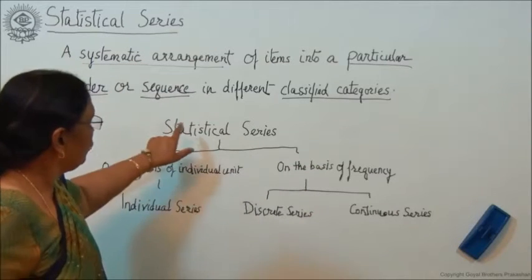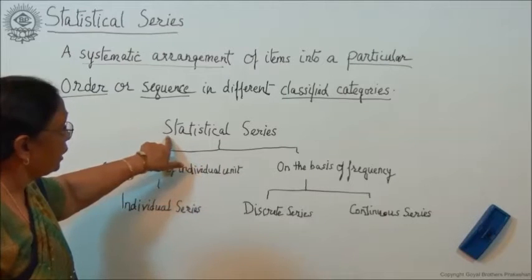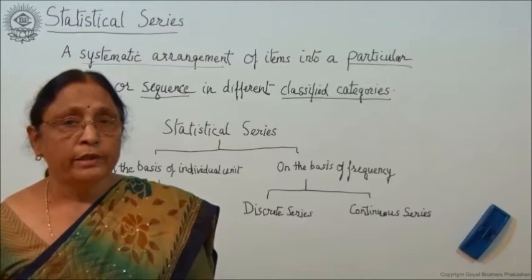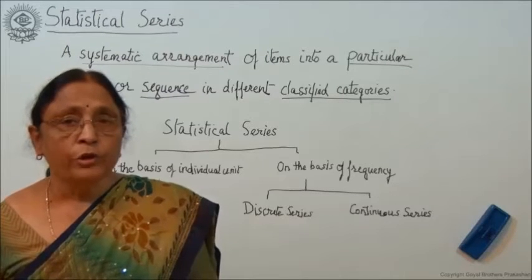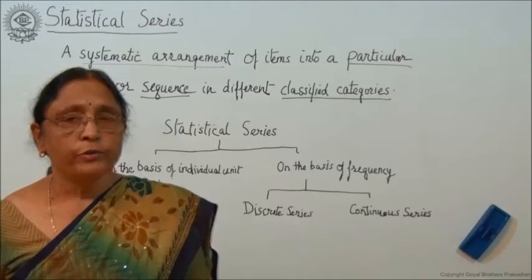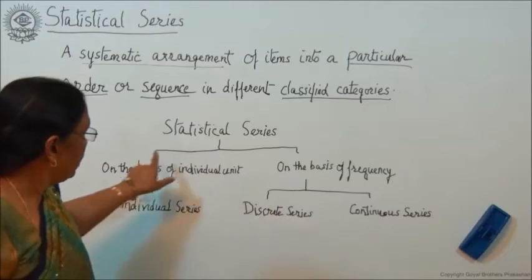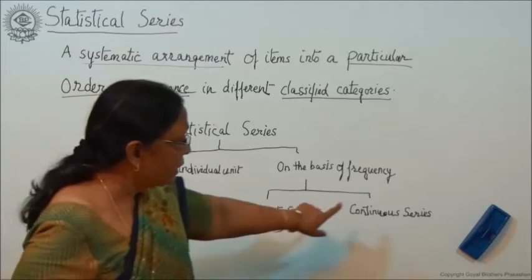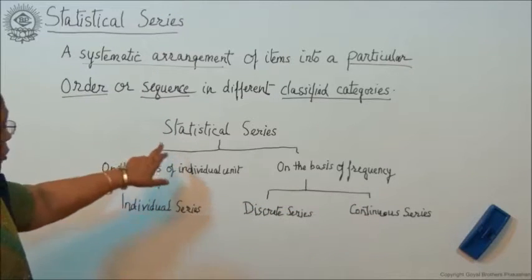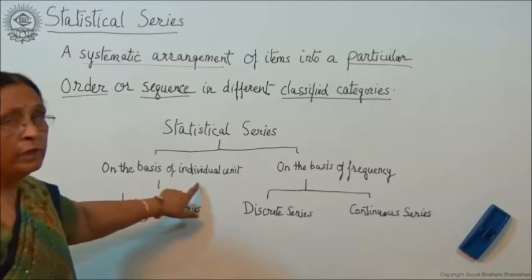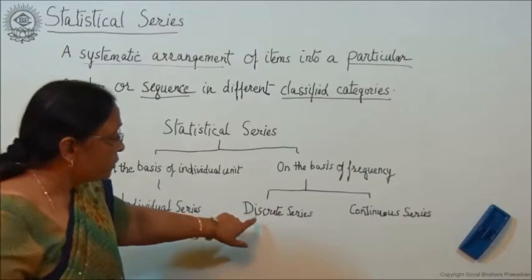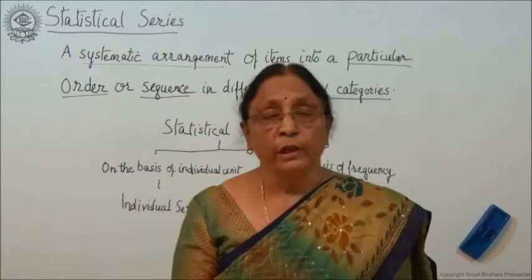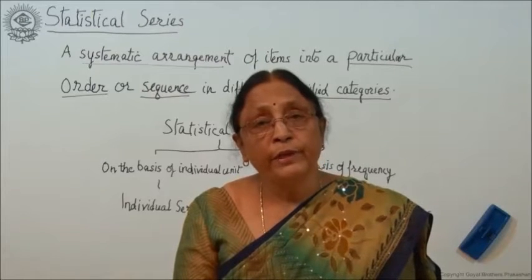Now let us go further and clarify what the different types of statistical series are, because the data you collect is of different types. According to your particular purpose of inquiry, or according to the type of data you have collected, you have three different types of series: individual series, discrete series and continuous series. Now the individual series is on the basis of individual units, whereas discrete and continuous series are on the basis of frequency. You must remember what is meant by frequency.